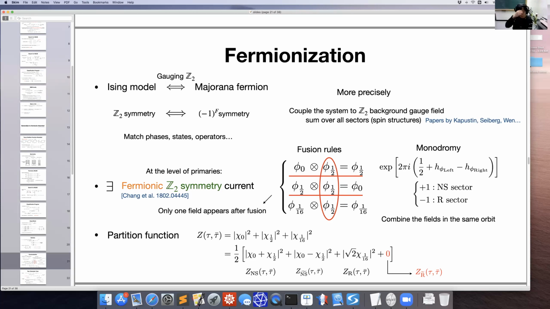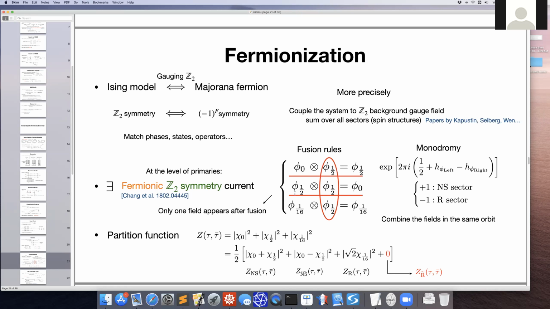One thing is to compare the characters. So that involves some guesswork. We find the solutions, and for example, if we know the central charge and the conformal weights, maybe we can make some guess and then compare the characters. If the characters are the same, then there's already very strong evidence that they're the same.